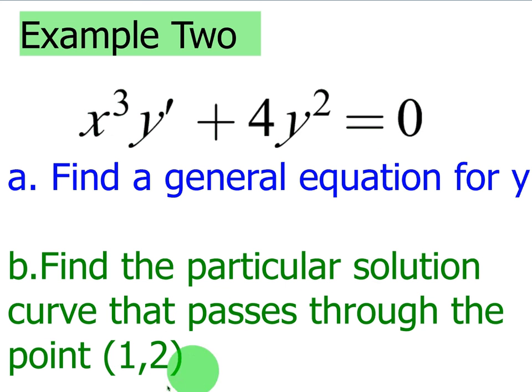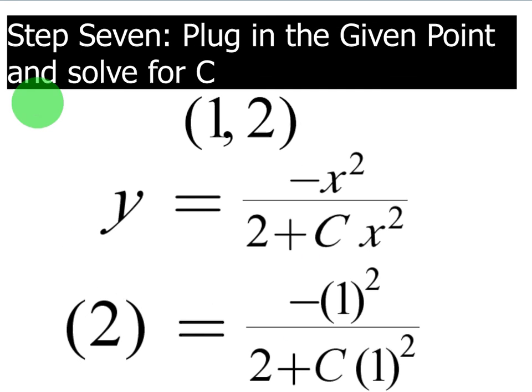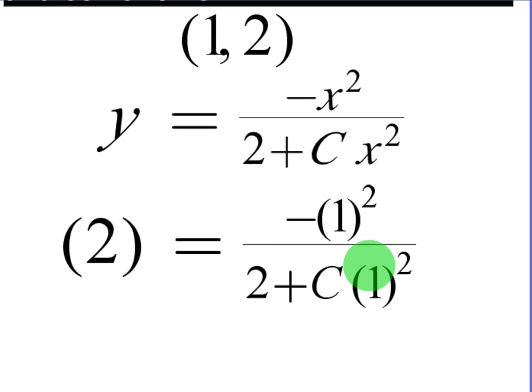Now we're going to find a particular solution curve that passes through the point 1, comma 2. So basically, we're going to be plugging in 1 for x and 2 for y and solving for c. Okay, so every time there's a y, I'm replacing it with 2. Every time there's an x, I'm replacing it with 1. Okay, and then now we can solve for c.